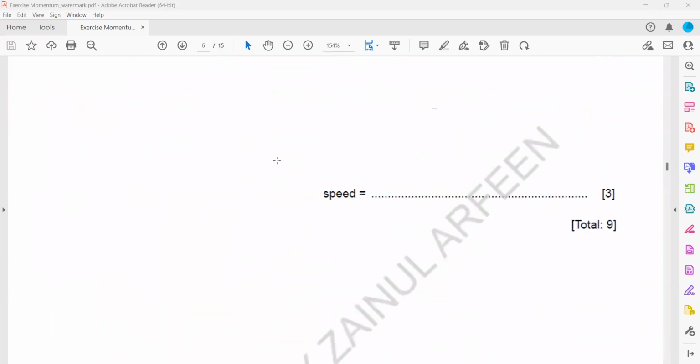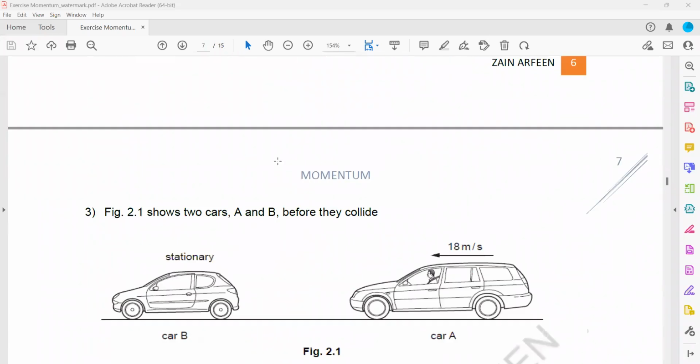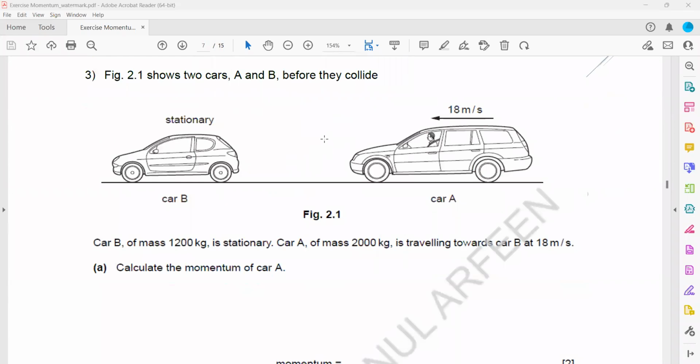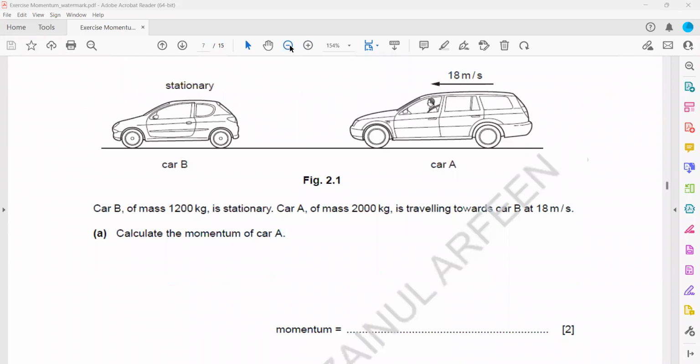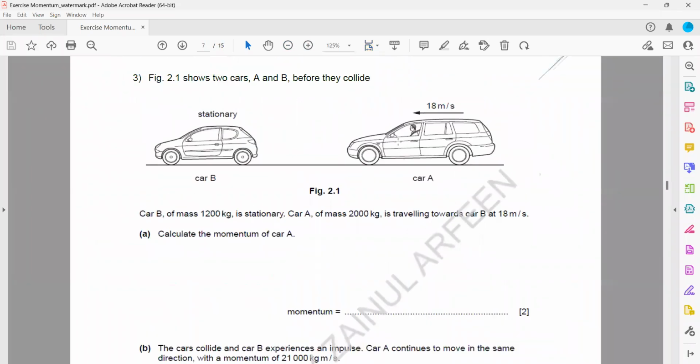So that's how we work out the speed of the object. Then figure 2.1 shows two cars. As you can see, a common pattern is that when two objects are colliding, one of the objects is stationary. Two cars are there. Car B has a mass of 1200. This is car B. And this one is car A with a mass of 2000.